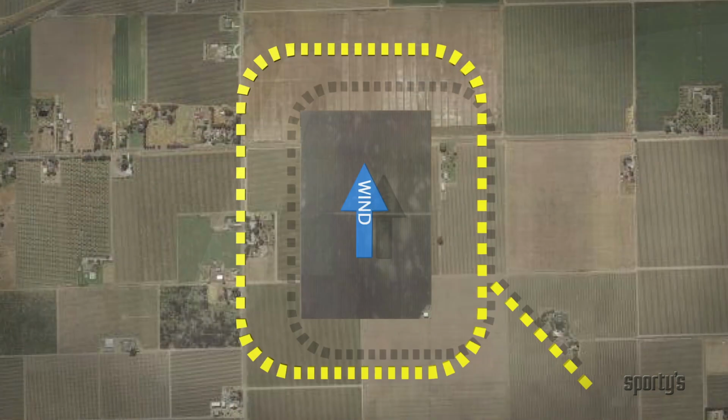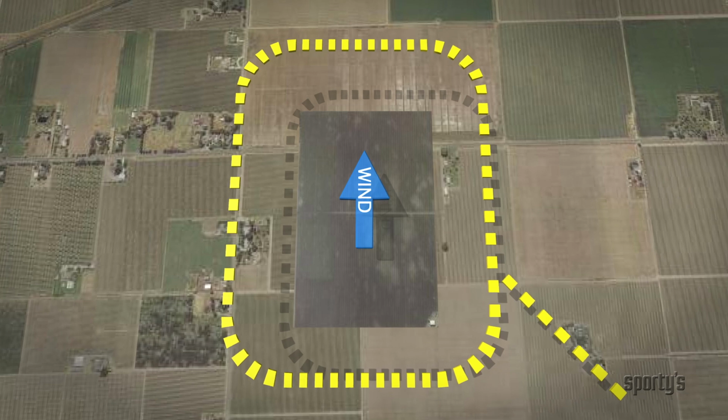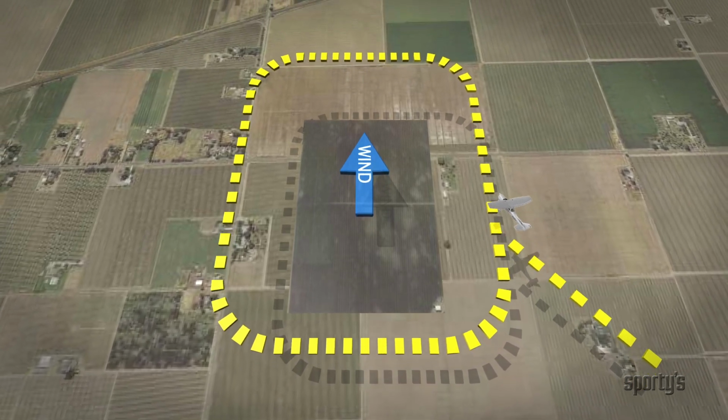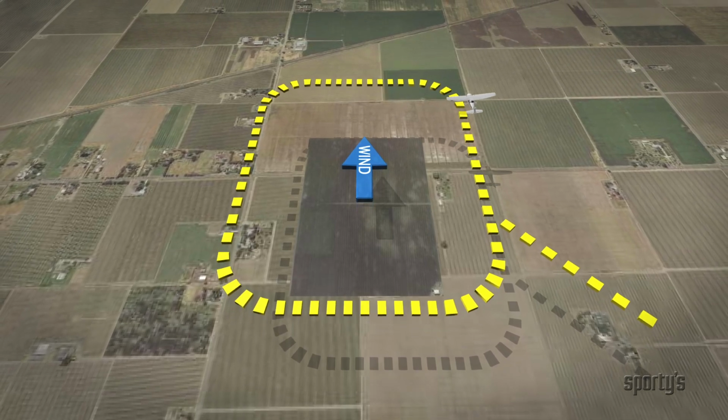The entry can be practiced on any of the legs, either straight into the leg or with a 45-degree angle. The preferred entry is 45 degrees to the downwind leg, as on an airport traffic pattern.